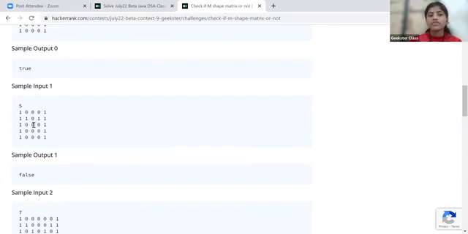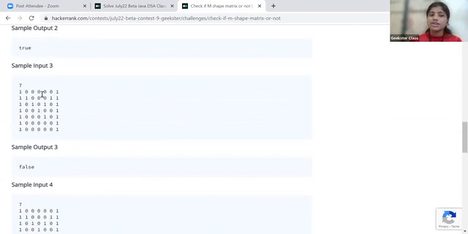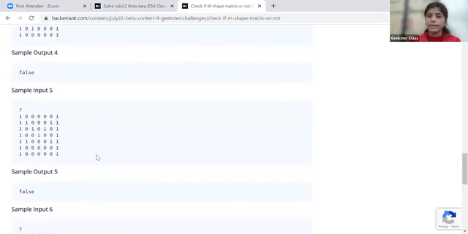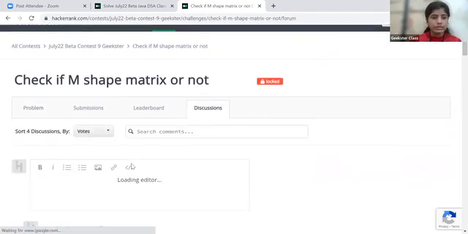Question says that if along the M shape you are facing 1 once, then only once, and at all rest of the places there are zeros, then it is a valid M matrix. Otherwise not. If anywhere in this M shape you encounter a 0, then that's not an M-shaped matrix. And similarly, if among the rest of the positions where M is not lying you face a 1, then also it is not a valid matrix. I hope the question is clear. Let's quickly understand the code.